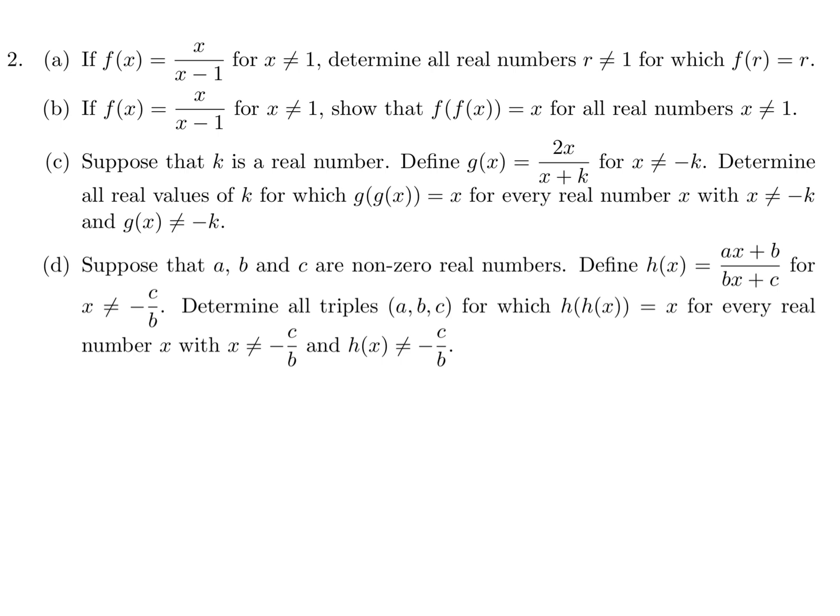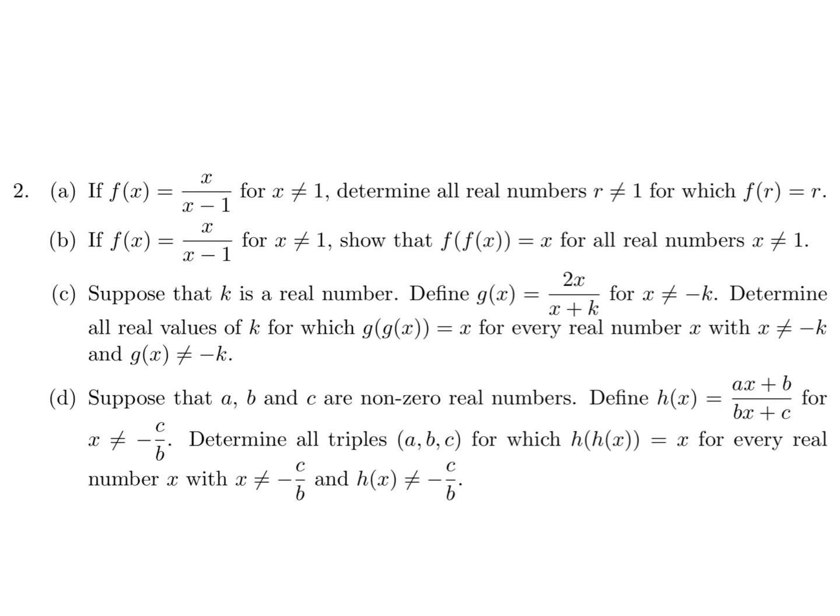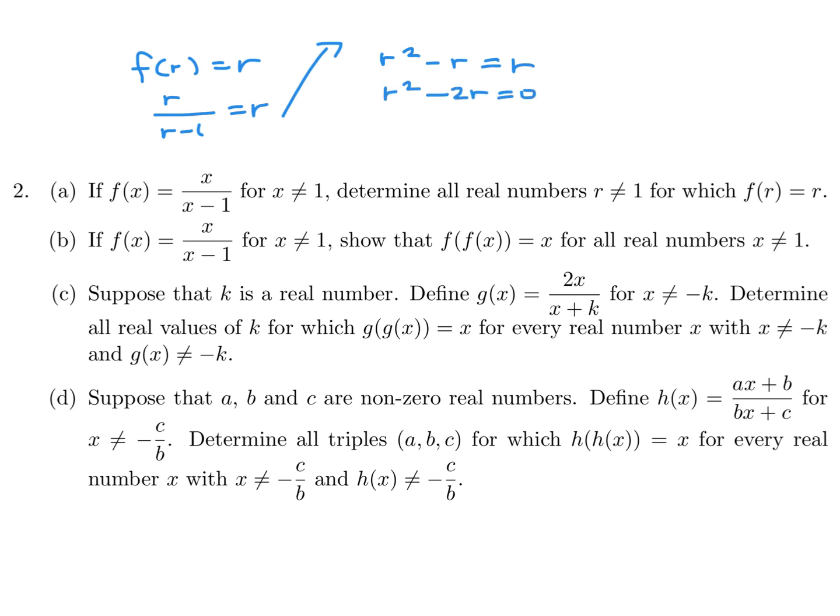If f(x) is equal to x over x minus 1 for x not equal to 1, determine all real numbers r not equal to 1 for which f(r) is r. Okay, so f(r) we want equal to r. Well, f(r) would be r over r minus 1. And I think that's it, that's the algebra. So let's solve this. Cross multiply, and you will get r squared minus r is equal to r. And therefore, r squared minus 2r is 0. Factor out the r, and you get r times (r minus 2). And therefore, r would be equal to either 0 or 2.